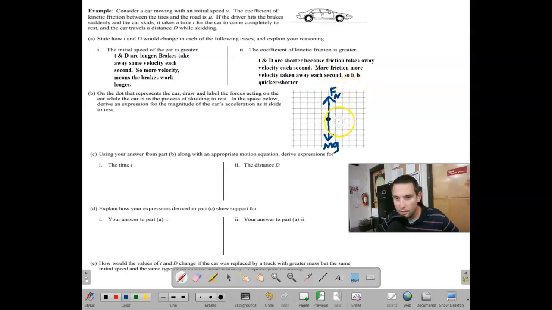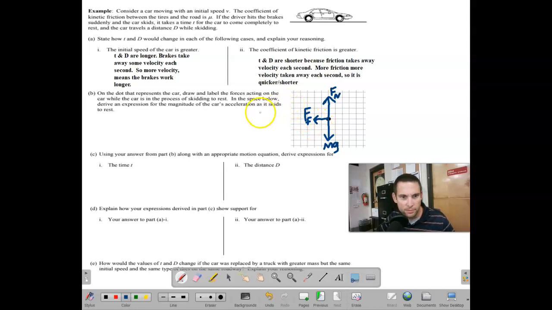There's nothing making it go, so we have the frictional force acting in this direction. There's nothing to indicate a specific magnitude here. You should have only the frictional force acting horizontally.